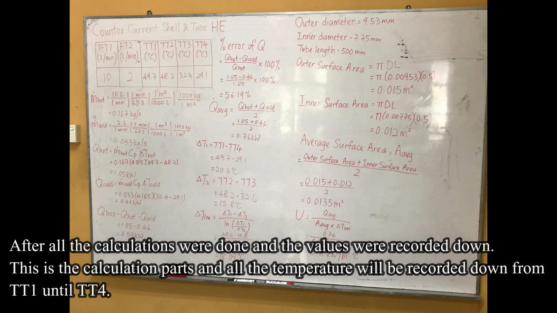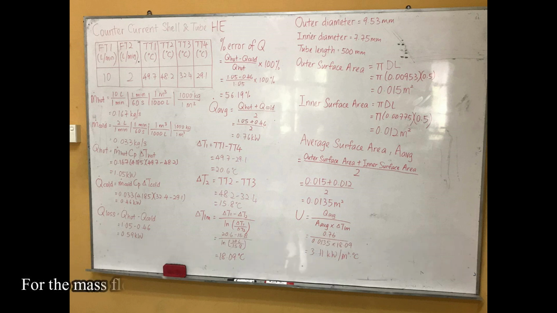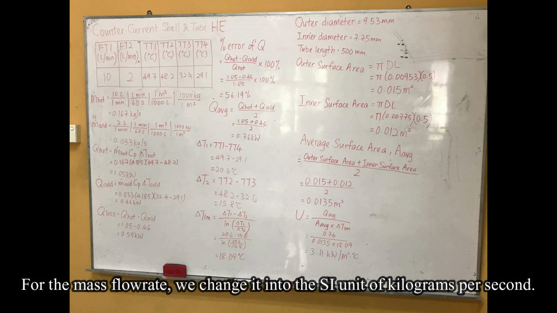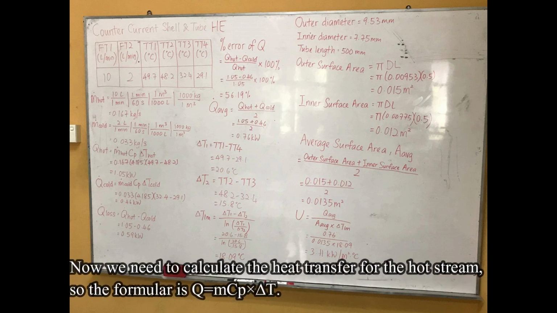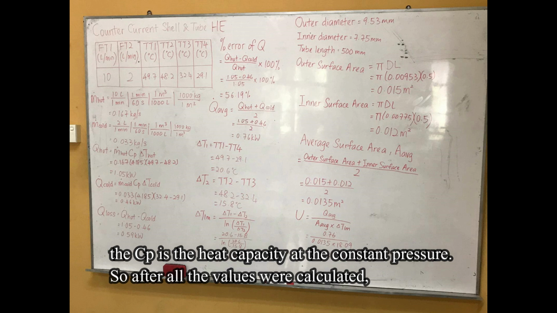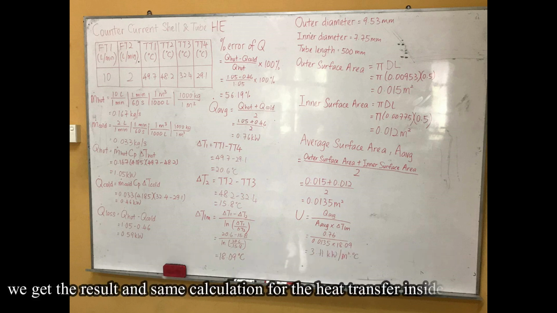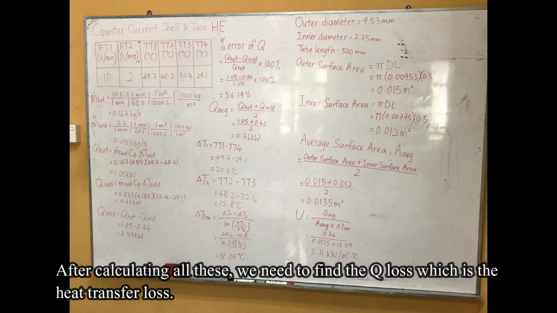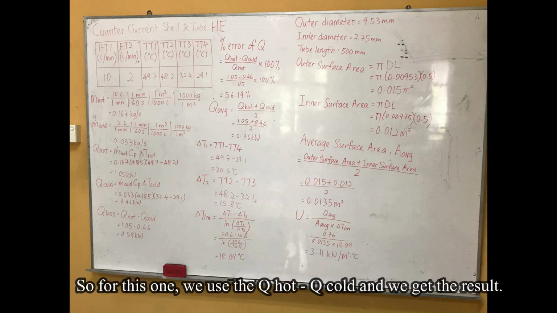This is the calculation part, and all the temperatures will be recorded down from TT1 until TT4. For the mass flow rate, we change it into the SI unit of kilogram per second. Now we need to calculate the heat transfer for the hot stream. The formula is m Cp times the temperature difference, where Cp is the heat capacity at constant pressure. After all the values are calculated, we get the result, and the same calculations apply for the heat transfer in the cold stream. After calculating all this, we need to find Q loss, which is the heat transfer loss. For this one, we use Q hot minus Q cold, and we get the result.